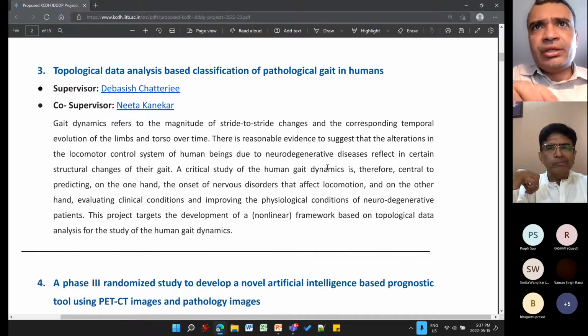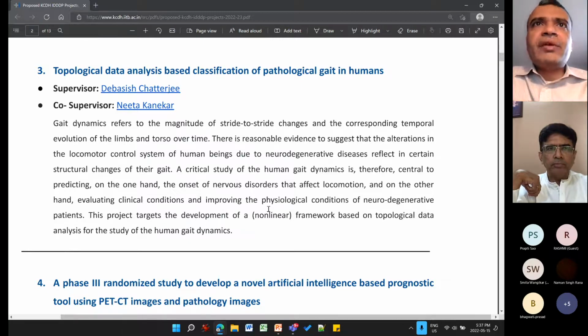So when there are certain neurological defects or neurological diseases such as Parkinson's, then the way humans walk deviates from the normal way of walking, and if that can be caught, then it can be used for early diagnosis of these diseases.